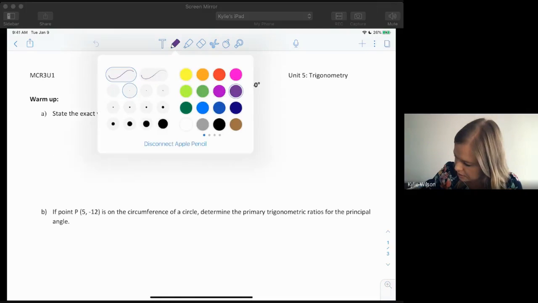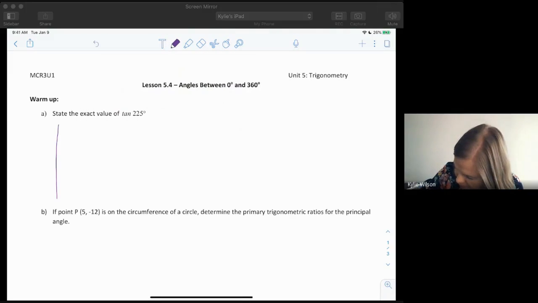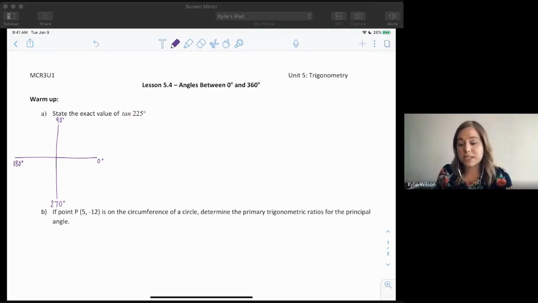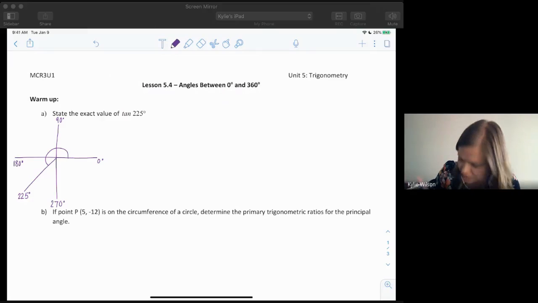So let's draw our angle. So I'm just going to draw my Cartesian plane. So that's where I'm going to start. And now I'm just going to draw the angle 225. So we start at 0, we go all the way around past 90, past 180, and 225 is going to be living somewhere here, like that.